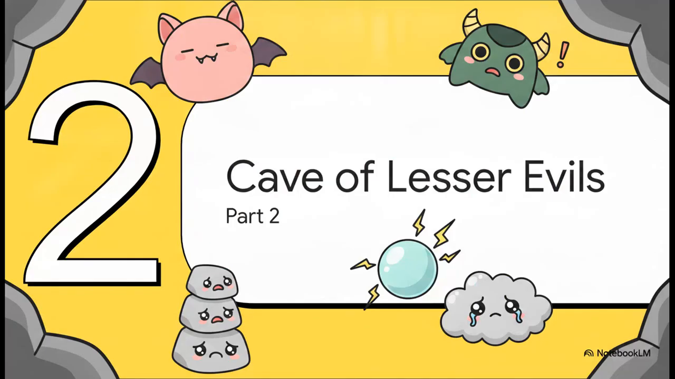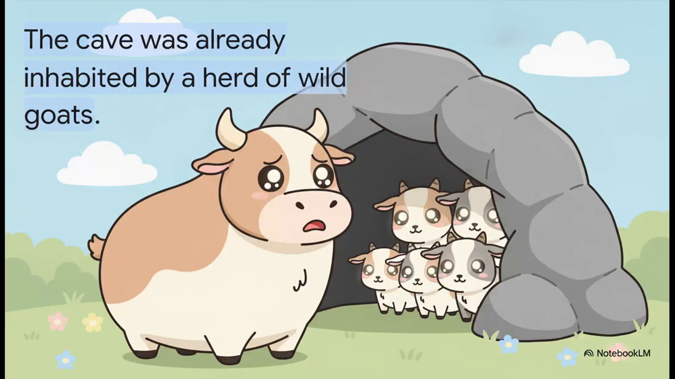Let's move to Section 2, the Cave of Lesser Evils, and see how this builds. So the terrified bull runs into a nearby cave seeking sanctuary, but that didn't exactly save him from trouble. The text tells us that this cave was already inhabited by a herd of wild goats. His chosen refuge, the one place he thought he could hide from the lethal threat outside, wasn't empty. He's basically traded an open forest with a massive threat for a dark, confined space filled with strangers.